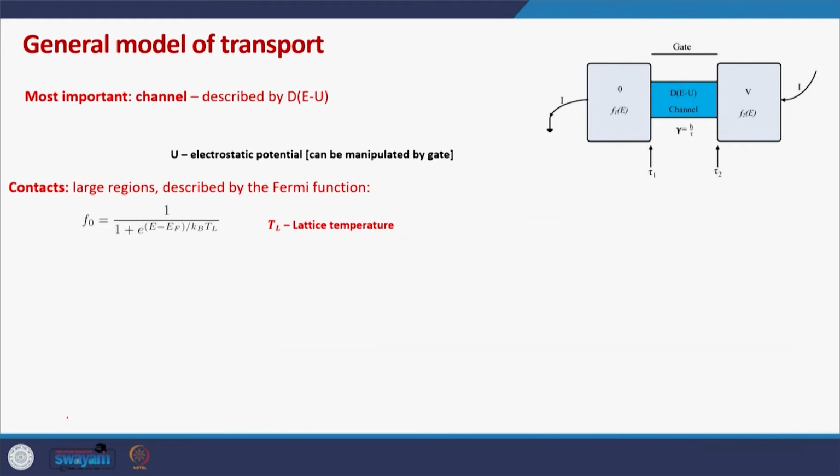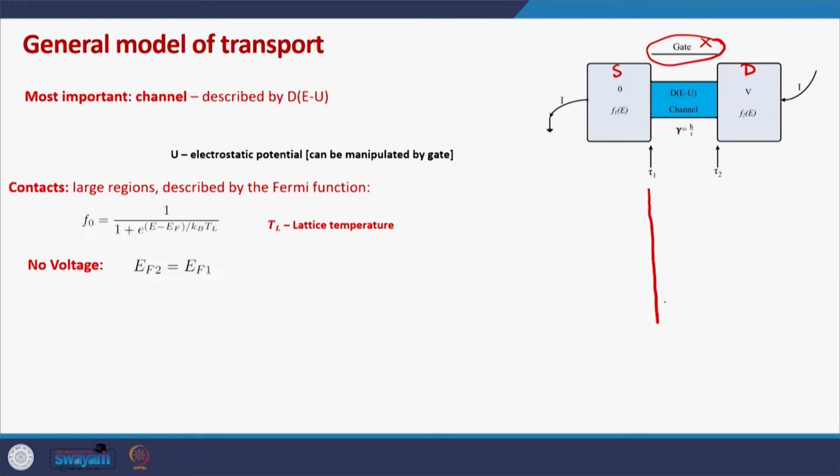So, without any further delay, let us see what happens. These are two contacts, this is source, let us say this is drain, this is channel in between, and for the moment let us say the gate is not there, we only have a two terminal device, the source, the drain and the channel.